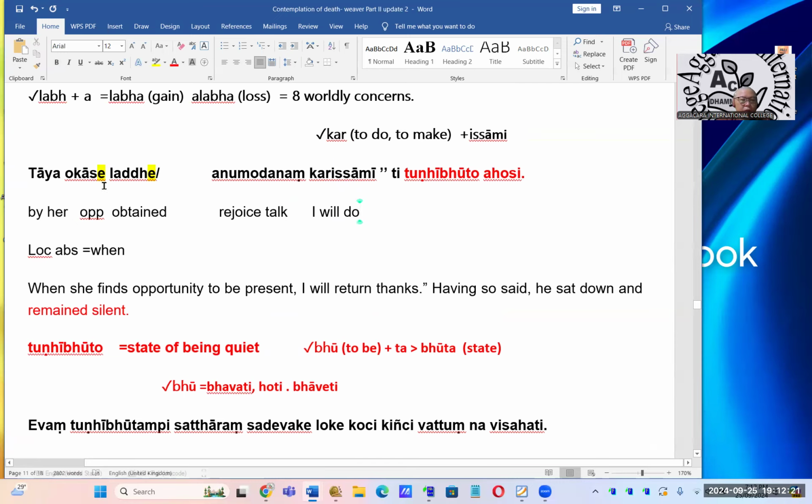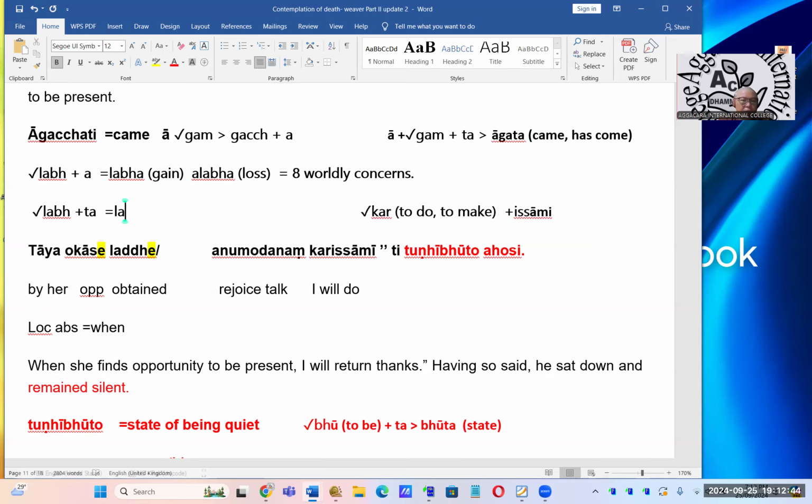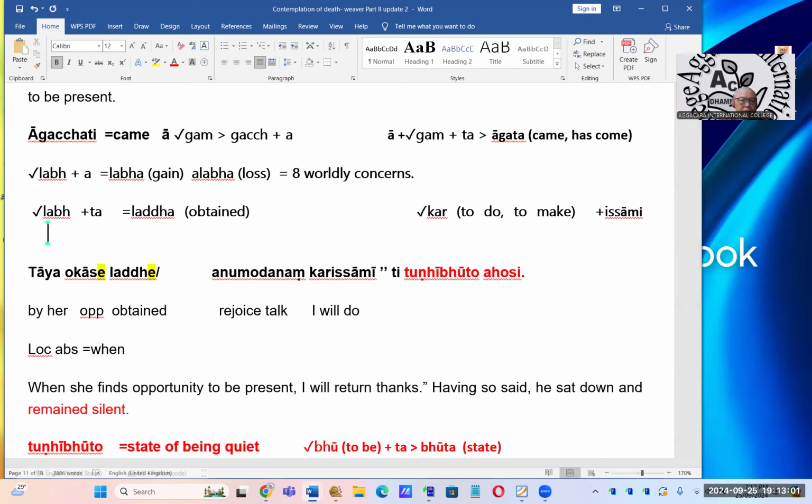So taya okase. Okase, opportunity, laddha, obtained. Now is this laddha? Laddha is actually from the word labati also. So we see it's the same root here, the root lab, okay? But this is a past participle. So when you combine B and TH, you get LADDHA, so obtain or gain. Alright? So same root lab and ta. So this is a PP here, past participle.